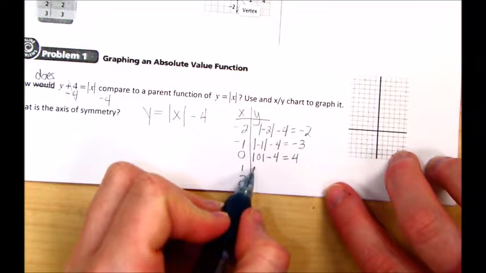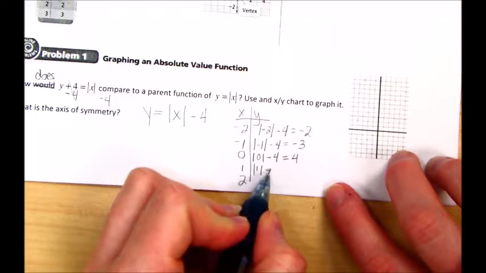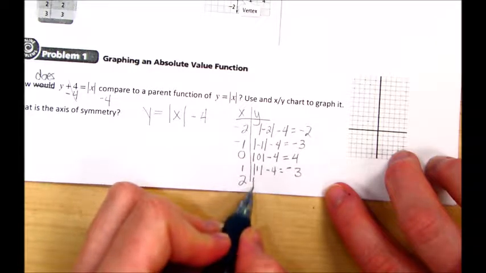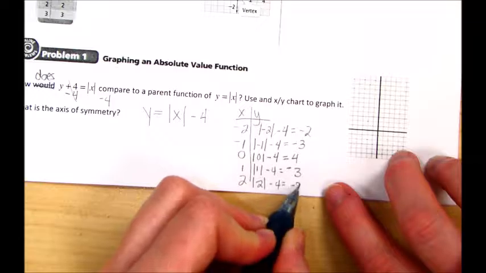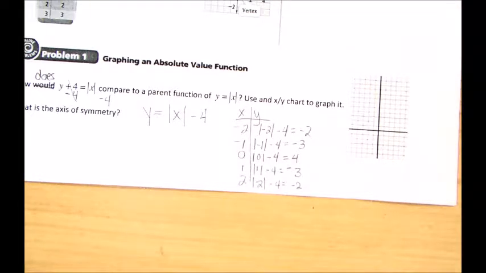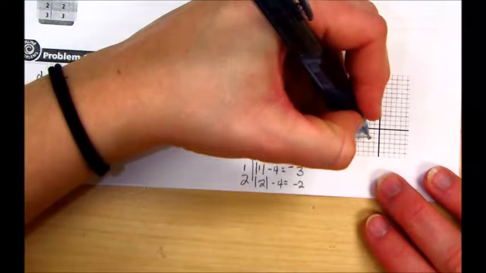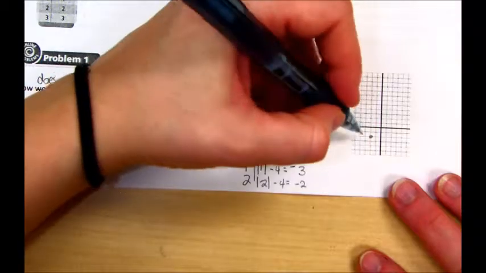Let's plug in +1. The absolute value of +1 is 1, -4 is -3. Let's plug in +2. The absolute value of +2 is 2, -4 is -2. Let's plot our points. So we go -2, -2. So that's left 2, down 2. -1, -3. So left 1, down 3.